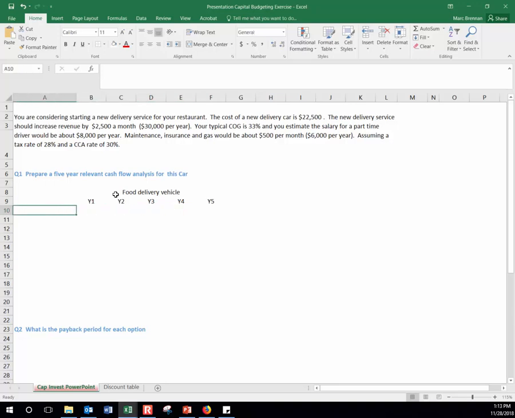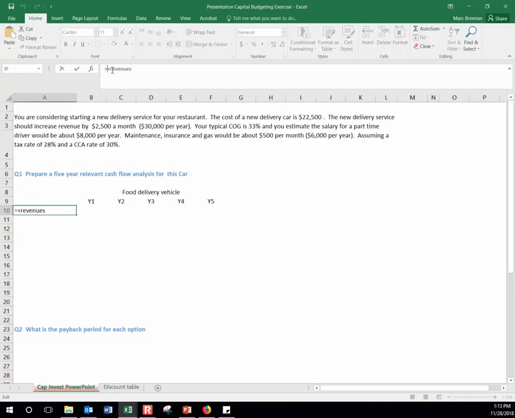Now, the first thing we always start with when we're putting together a relevant cash flow analysis is the increase in savings or the increase in revenues that this investment I'm making is going to provide me on a yearly basis. So in this case, the cost is $22,500. It should increase revenue by $2,500 a month or $30,000 a year. So that's what I'm evaluating, this increase in revenues.